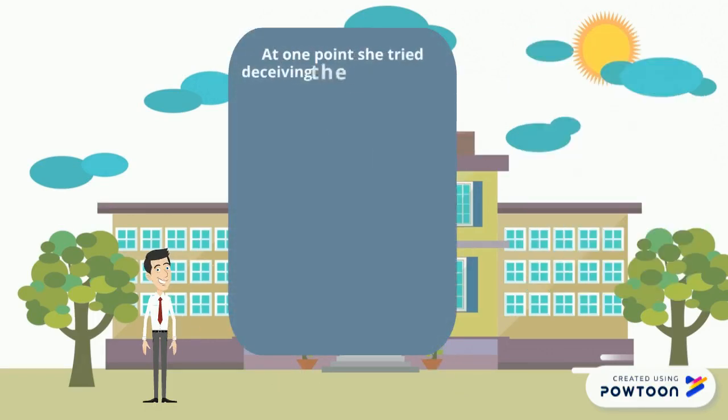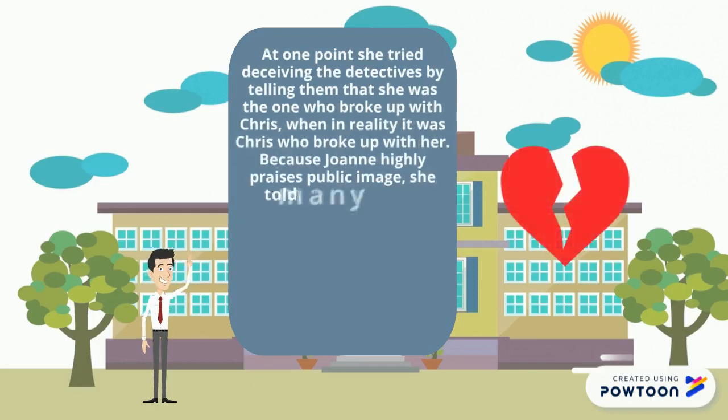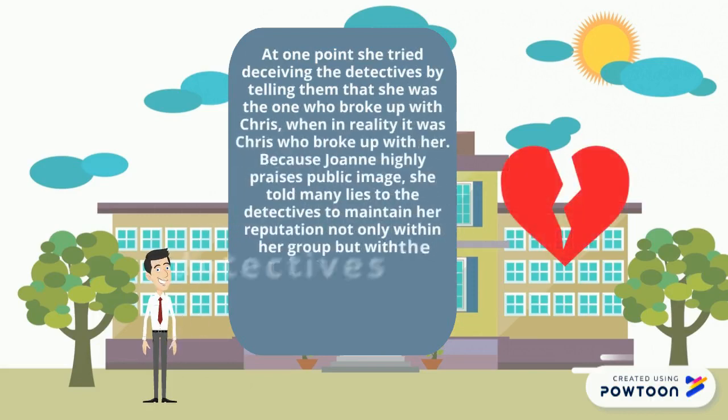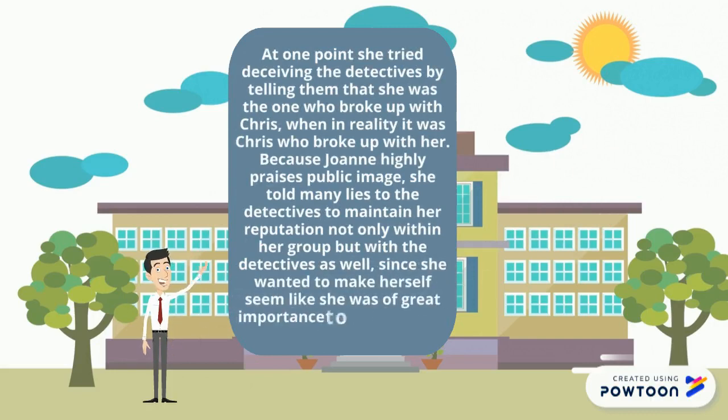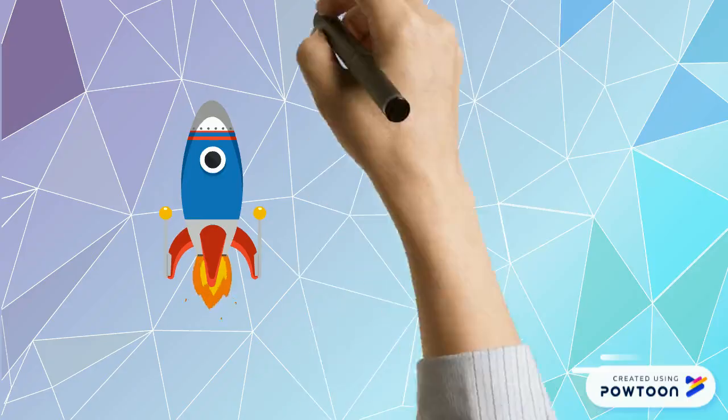At one point, she tried deceiving the detectives by telling them that she was the one who broke up with Chris, when in reality, it was Chris who broke up with her. Because Joanne highly praised his public image, she told many lies to the detectives to maintain her reputation, not only within her group, but with the detective as well, since she wanted to make herself seem like she was of great importance to Chris and the investigation.